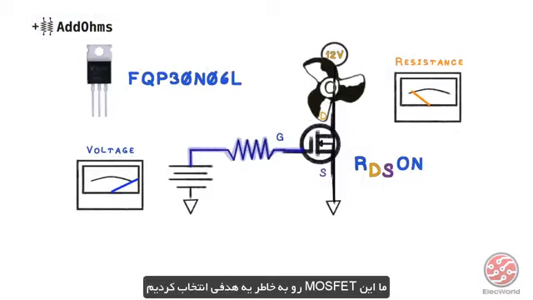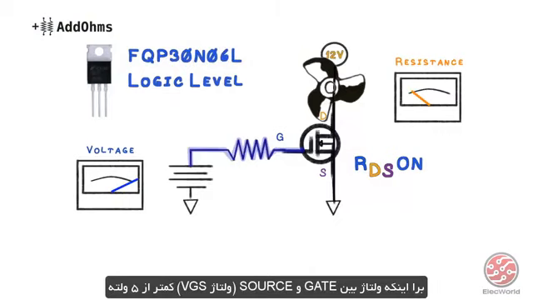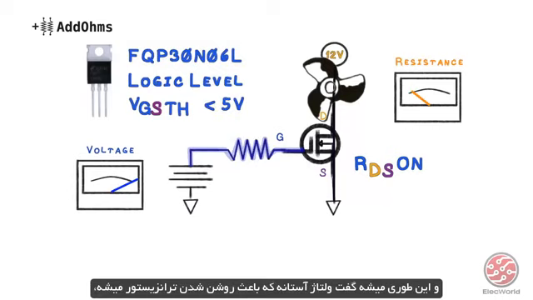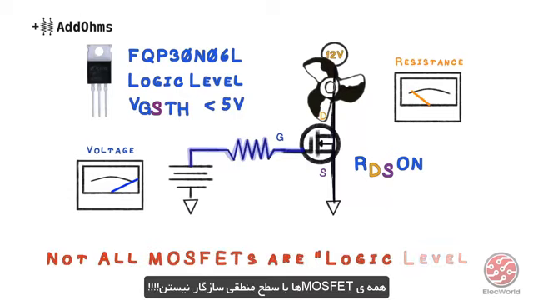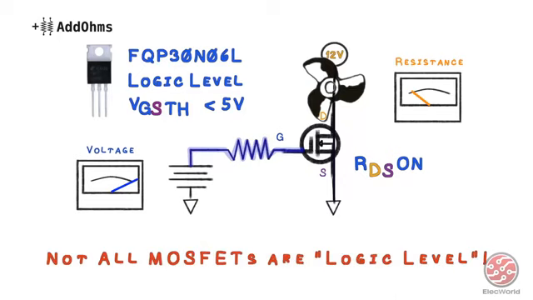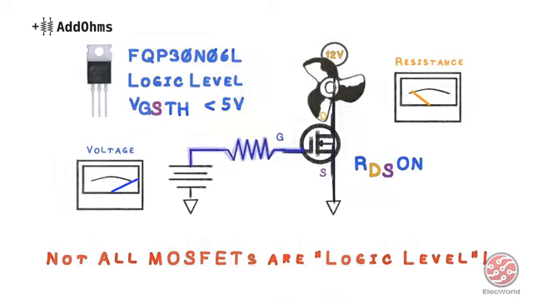We picked this MOSFET on purpose. It is known as a logic level MOSFET because the voltage from gate to source, VGS, is lower than 5 volts. In other words, the threshold to turn the MOSFET on is low enough to be used by an Arduino or Raspberry Pi. Not all MOSFETs are logic level compatible, so it is very important to check what the VGS threshold is before using it in your circuit.